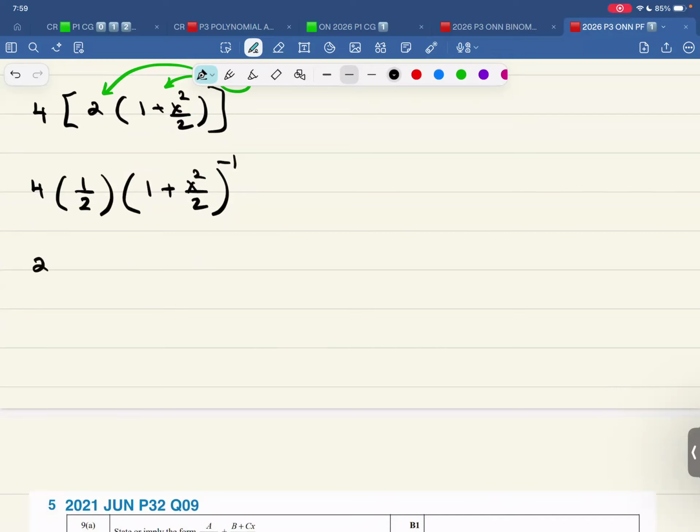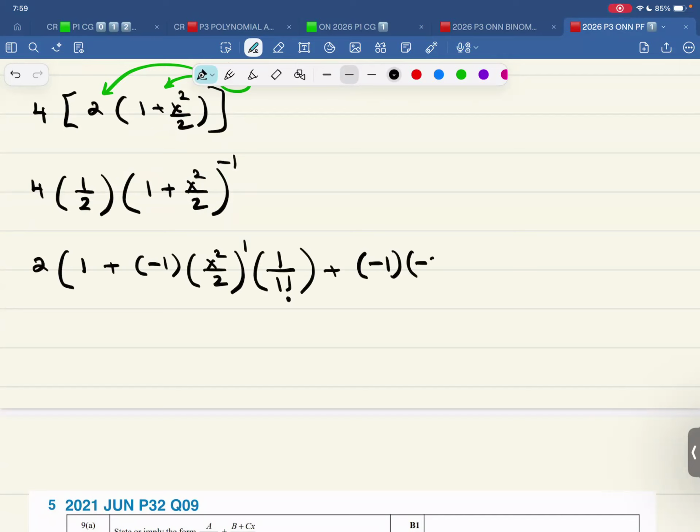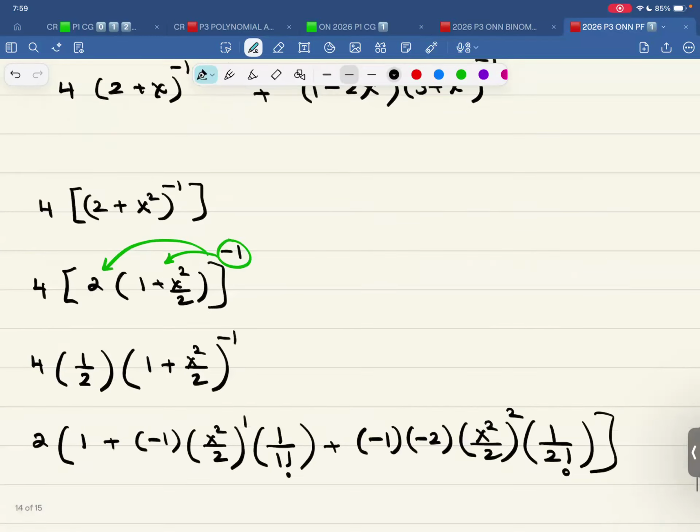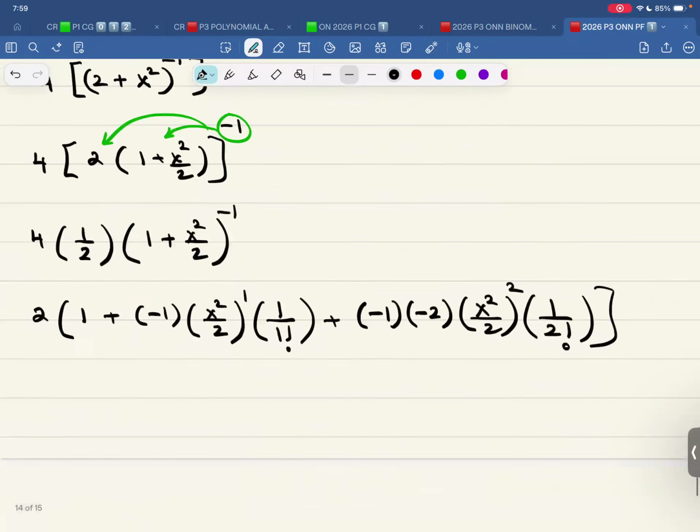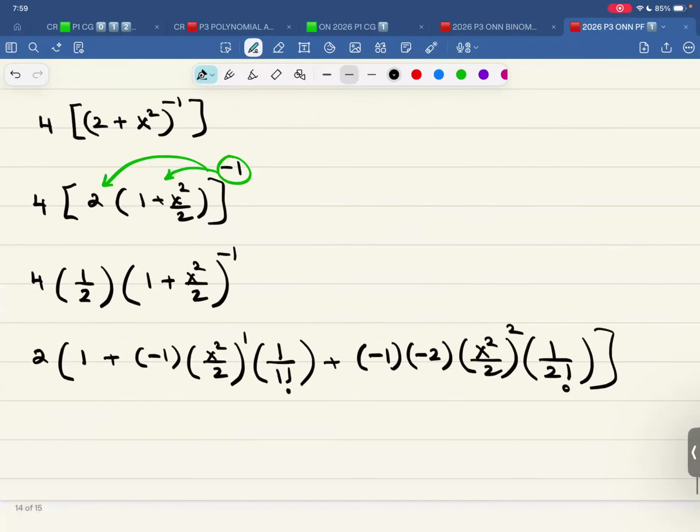So this is 2, this is 1, plus negative 1 times x squared over 2, power 1, divided by 1 factorial. And I don't need the other term. Why? Because negative 1, negative 2, times (x squared over 2) raised to the power of 2, divided by 2 factorial, is not asked for. Or maybe, no, I can use it, because I'll be multiplying with 1 minus 2x. So this is good. Let me add a page.